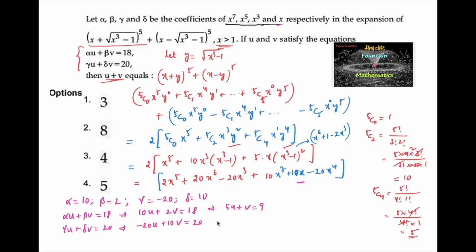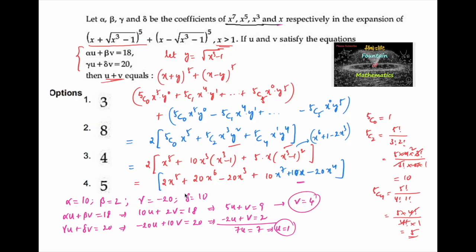5u plus v is equal to 9 and here minus 2u plus v is equal to 2. So subtracting these both, 5u minus of minus 2u, that is 7u is equal to 7, which implies u is equal to 1, and substituting u is equal to 1 here, v is equal to 9 minus 5, that is 4.